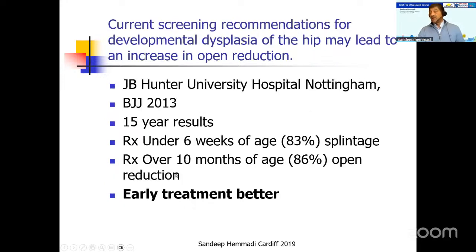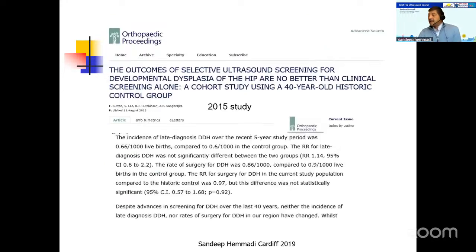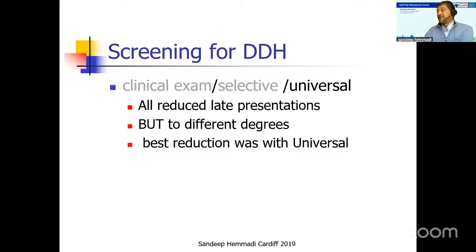This was another bit of literature to show that if you start treatment early, below 6 weeks of age, there is an 83% success rate with Pavlik harness or splintage. If you start treatment after 10 months of age, then the chance of open reduction becomes significantly more. And we know that early simple treatment is better than late complex treatment. I think this was a paper from Southampton. Bhushan, this is probably from the center you worked in, which showed that across 40 years of selective screening, we had made no difference to the rate of surgery for DDH. So our selective screening wasn't changing anything significant.